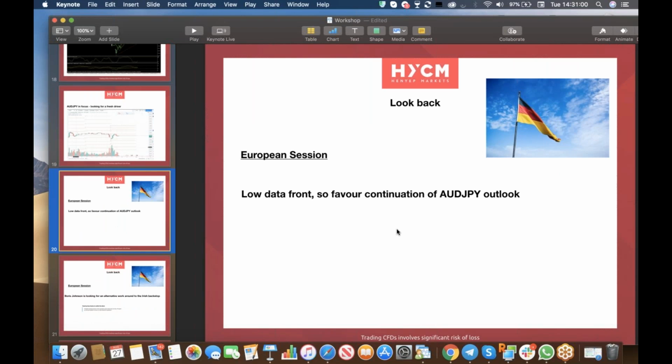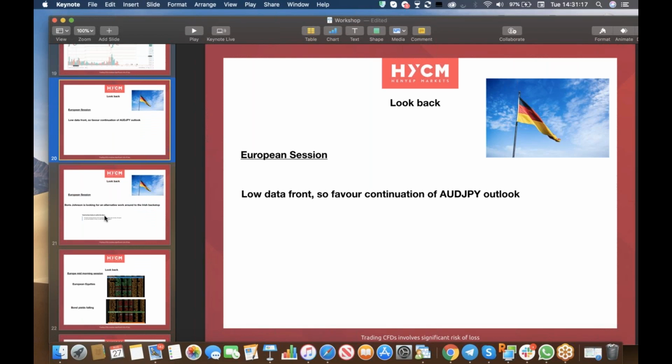So the European session: a continuation of the Australian dollar Japanese yen outlook, as midday Europe comes into the US session. I'm favoring that. I'm staying Australian dollar Japanese yen short bias, but waiting for a fresh driver. That's what I really want.